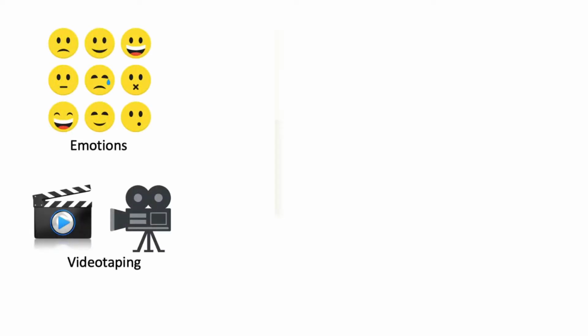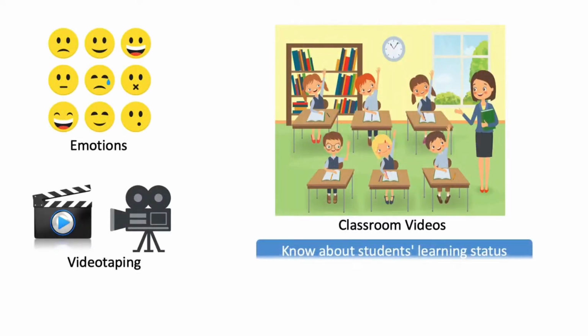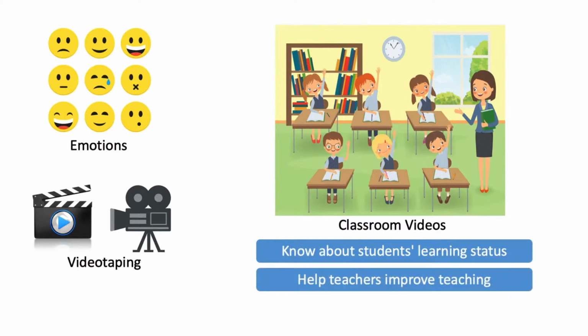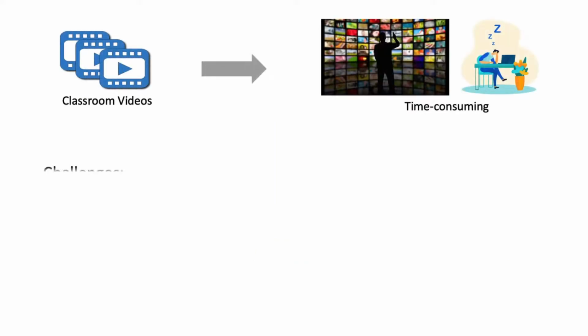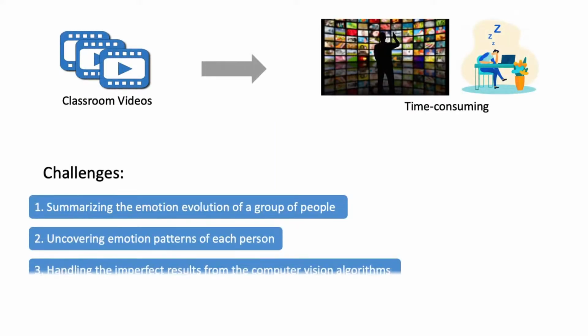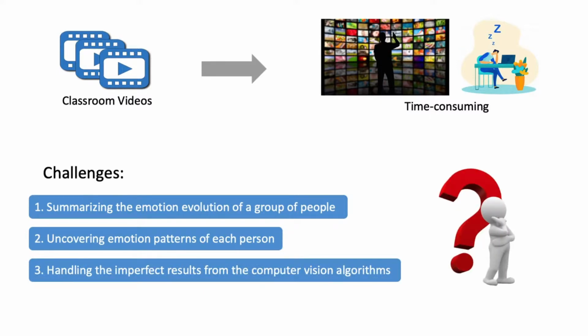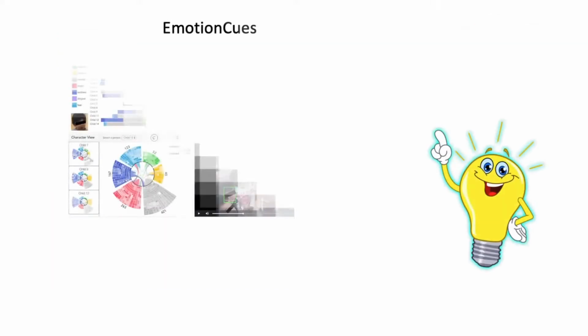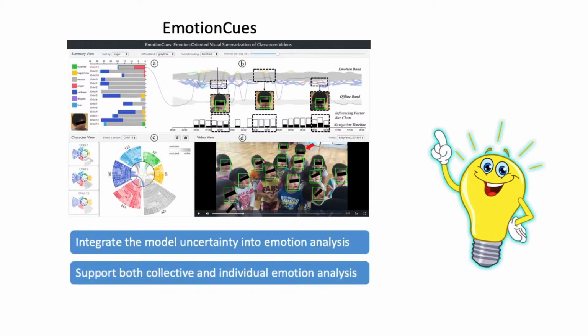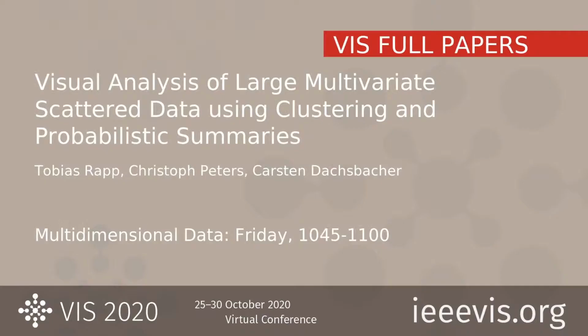Exploring the emotions of students in classroom videos can help both teachers and parents know about students' learning status, and further help teachers improve teaching. However, it is a non-trivial task to analyze the emotion evolution of a group of people from classroom videos due to 3 major challenges. We propose a visualization system which integrates the model uncertainty and supports both collective and individual emotion analysis.